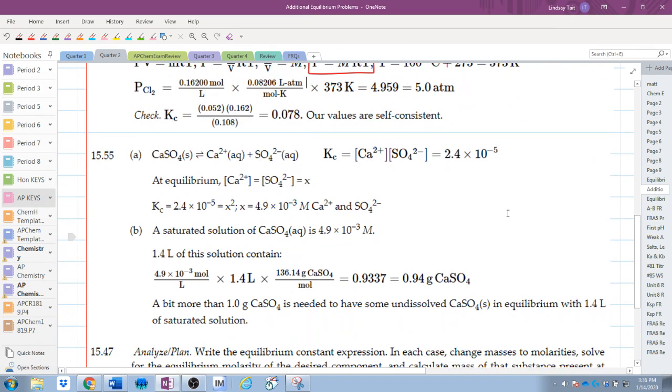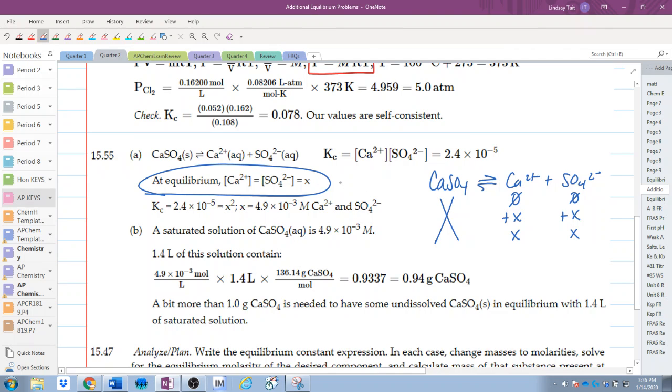All right, so here we go. They did not show a RICE table for this, but if I were to do a RICE table, it would have looked like this, and I would have X'd these out. So I would have started with initial concentrations of my ions as 0, and then that means I would have been producing X amounts. So this is what they did instead. They just said at equilibrium they would equal X instead of showing the entire RICE table. And so they solved for that concentration.